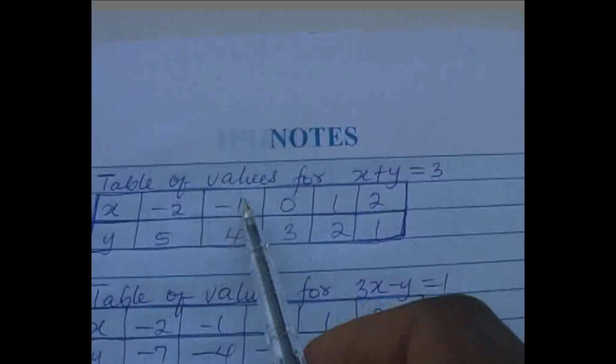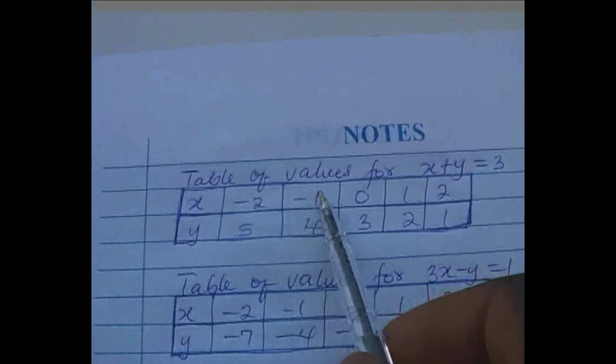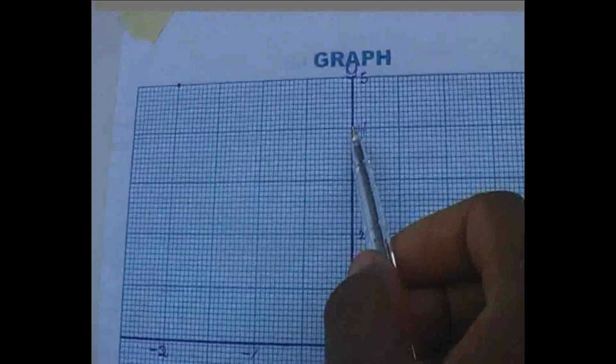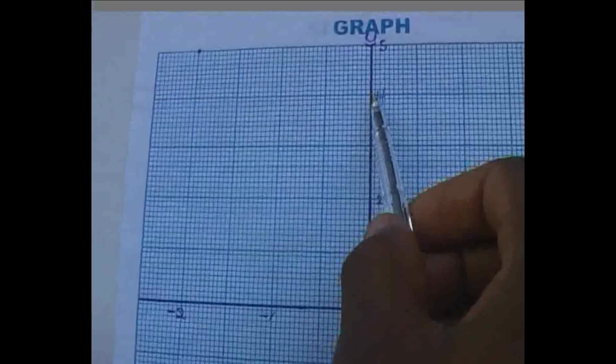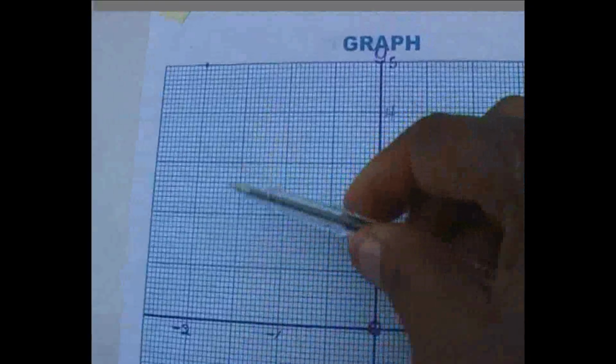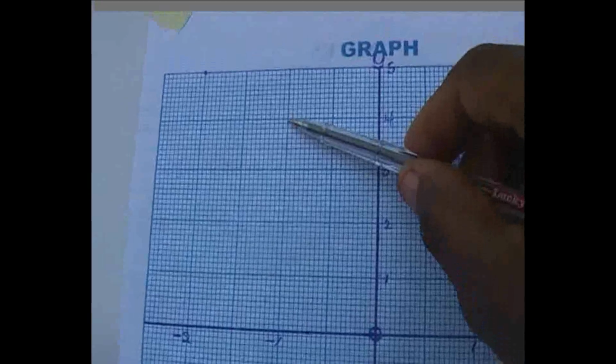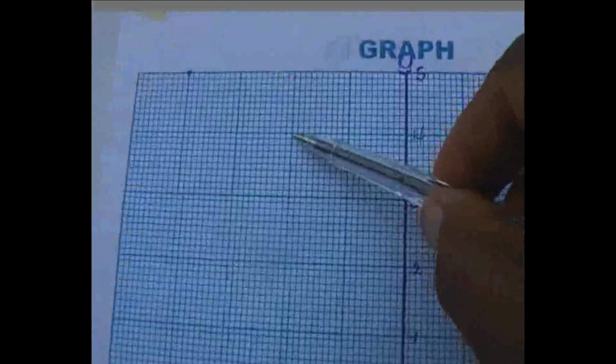The next you have -1 and 4. -1 for the value of x and 4 for the value of y. So come to the graph. This is -1 and this is 4. The line of 4 goes like this and the line of 1 goes like this, and the two of them meet here. So the next point you are going to put is going to be here. So put your point there. You can see the second point.